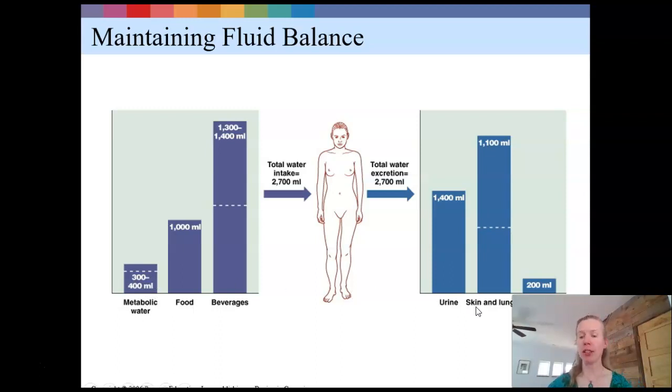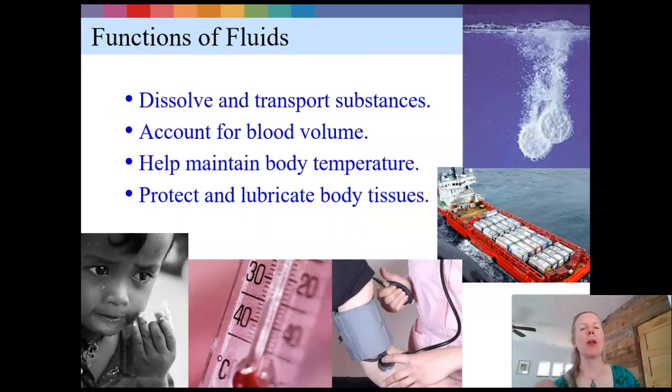Then the outputs: urine, loss from the skin, both insensible and sensible, like sweat, the lungs, and then also a little bit of water is lost in feces, right? So that's some of the stuff where you're like, oh yeah, I remember that, super straightforward. We know that those fluids are super important.